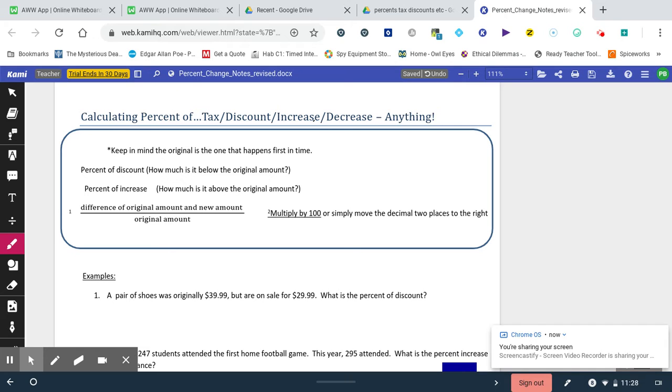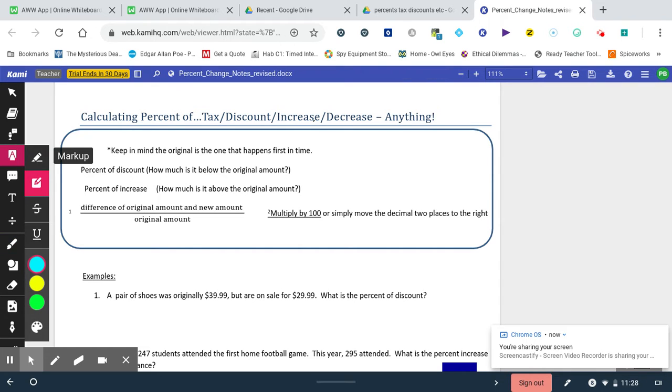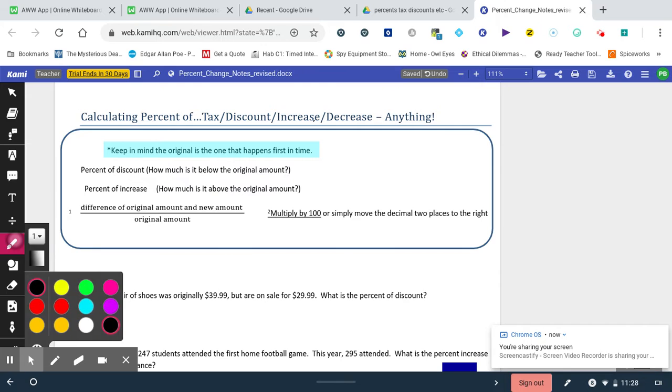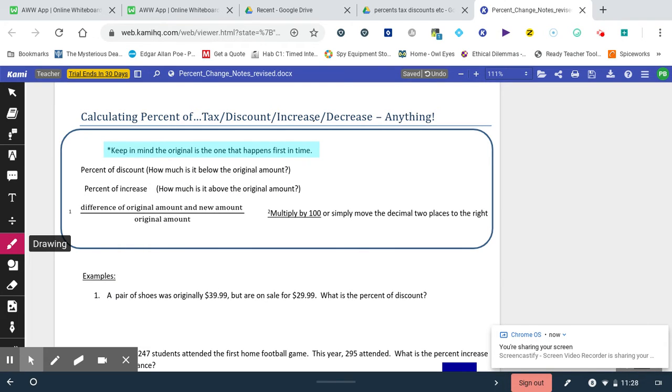You're going to be using original amount and new amount. Since we're going to be using original amount and new amount, we want to keep in mind that the original amount is the one that happens first. That's the one thing we want to pay attention to. All right, so define a percent of discount or a percent of decrease. That's the same thing. Anything that deals with a percent reduction, that's like a percent of discount.